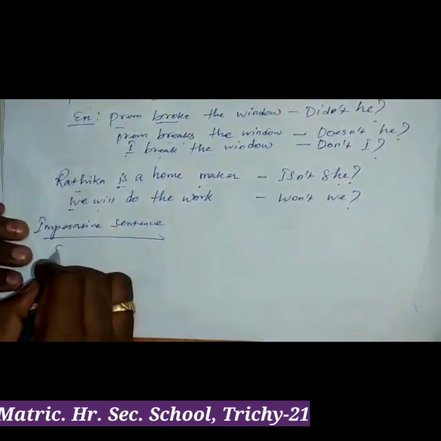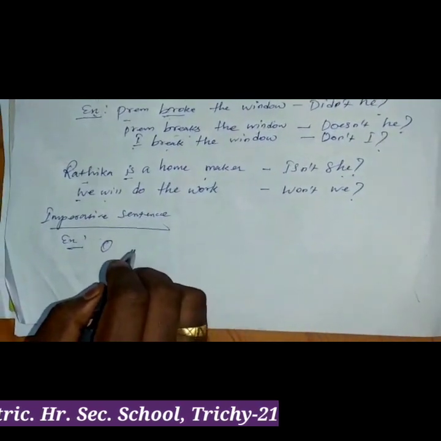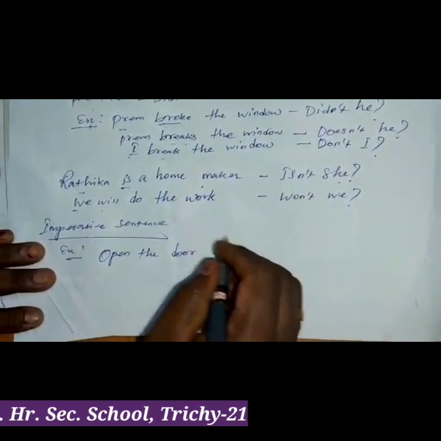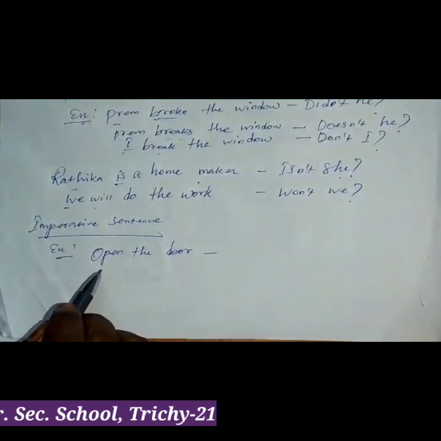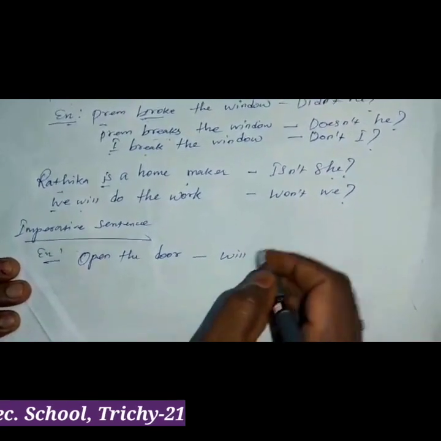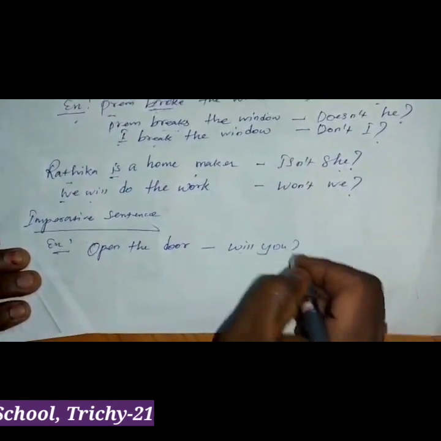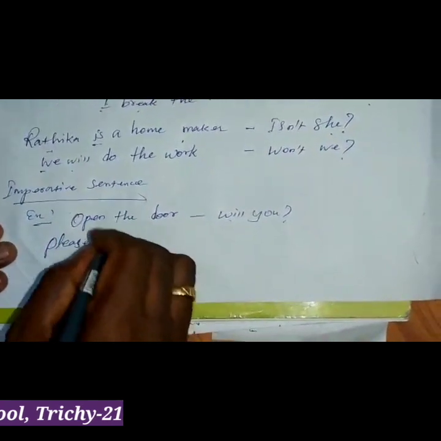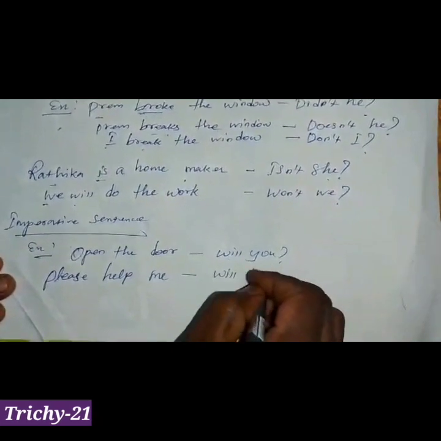For example, open the door. That is a command, an order. Open the door. How will you make the question tag? I have said that if we have a command, order, or request, we have to make it will you. So here the question tag is will you. Please help me, will you?